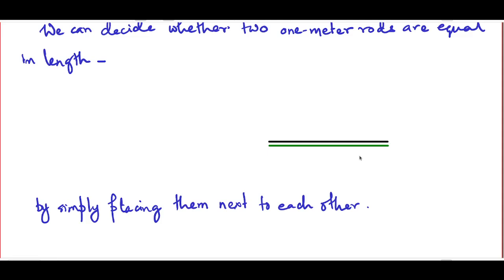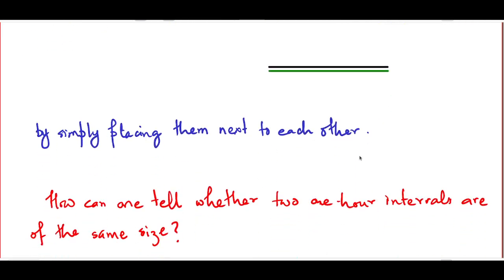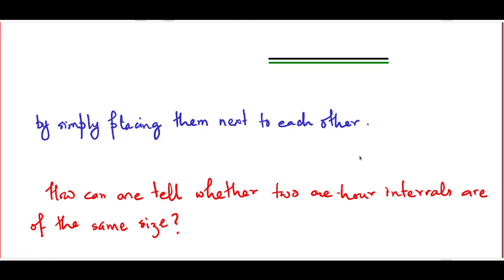But just think about it a bit. You cannot do the same thing with time. How can one tell whether two 1 hour intervals are of the same size? Let's say the interval between 12 noon and 1 p.m. Is it equal to the interval between, say, 2 p.m. and 3 p.m.? Depending on how alert you are, how sleepy you feel, one may seem much shorter than the other. But of course, we are not talking about human feelings or perception here. We are talking about things which we can actually measure.